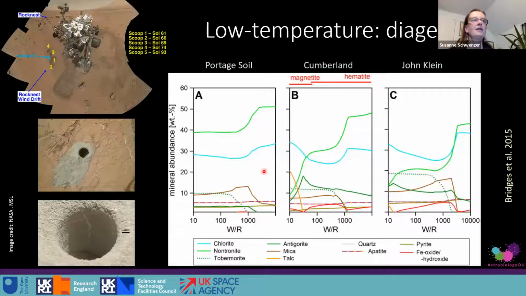So what we find here is we've got these drill holes with loads of information about them. And we've got the Portage soil, which is the sand shadow that's up here where we scooped some. And we've got the Cumberland and the John Klein drill holes. And they are similar, but characteristically different at 50 degrees C. Water rock ratios, again, in this case, from 100,000 to 10, shown here. And all that I want to take away is we get loads and loads of clays. We get chlorite, we get nontronite, we get some serpentine, we get loads and loads of clays in these scenarios. Details are in our paper because I need to rush this a tiny little bit.